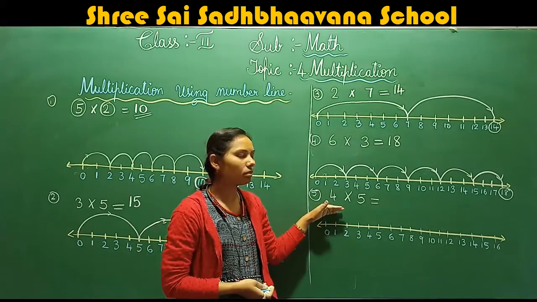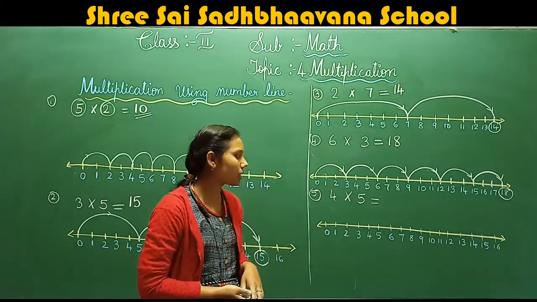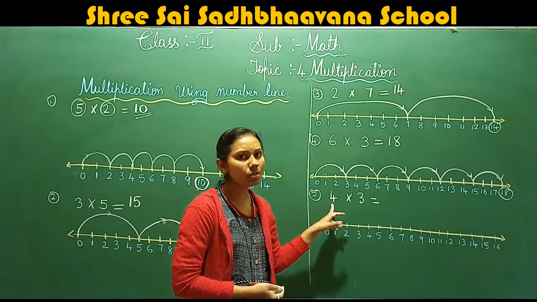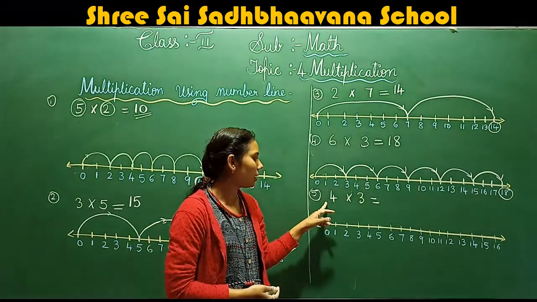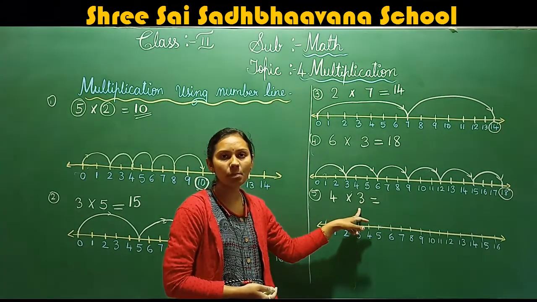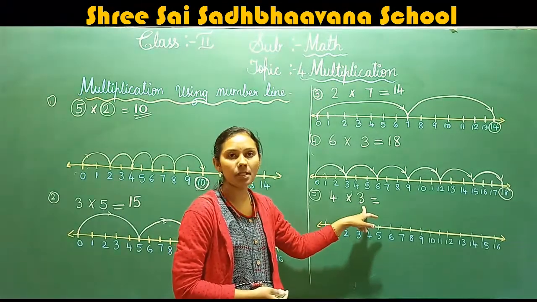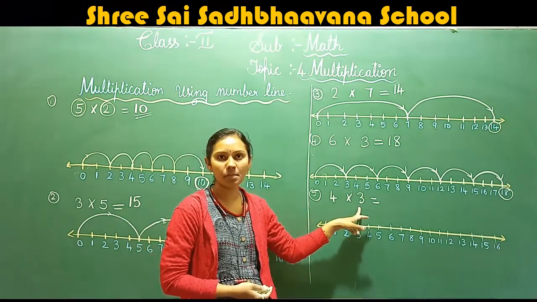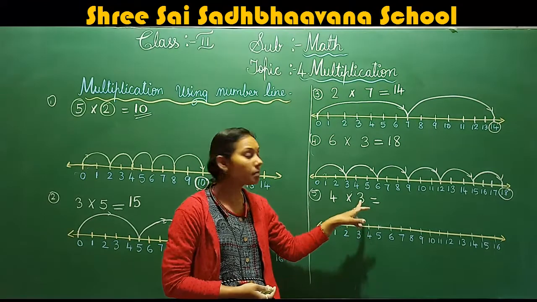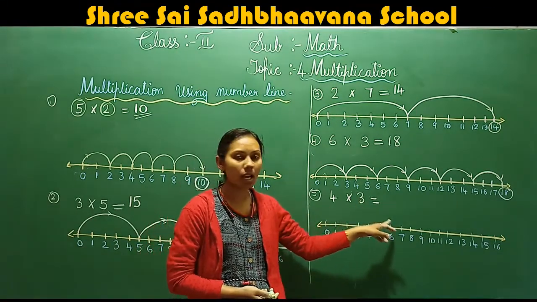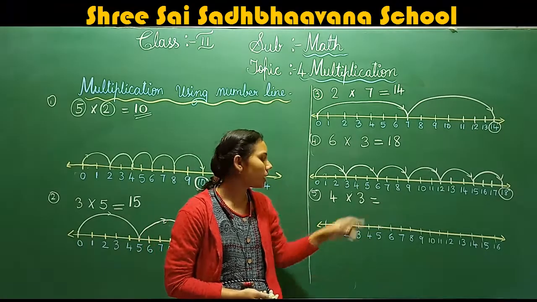Okay, let us move to the next one. We'll see how to do this. Okay, children, here how many jumps you are going to see in the next question? That is 4. How many numbers you are going to skip? Yes, 3 numbers. How many times? 4 jumps, 3 times. 4 times, 3 jumps. Okay, how many times? 4 times. How many jumps? 3 jumps.